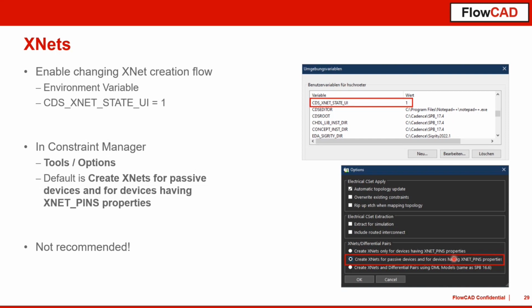So normally with this you are fine and you don't have to take care about anything. If you really want to change this, we can also change it to only XNet pins, or to the old flow, the DML model-based flow. But then you have to keep in mind that you have to set up DML models for all the components so that your XNet generations are really created as you want them. That's why we do not recommend to change this at all. Always stick to the default flow, and then you're fine.